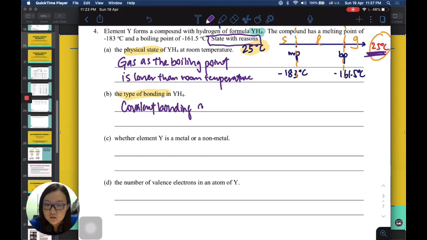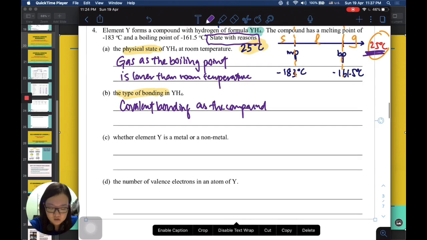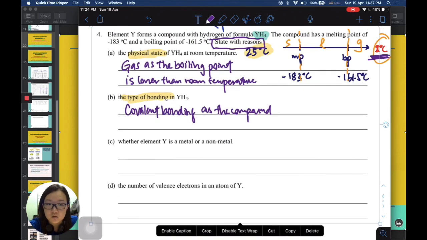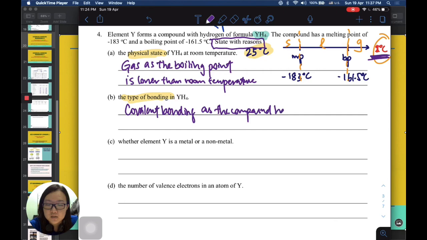So what is the reason? State with reasons, right? Covalent bonding, as the compound has a low boiling point. That's one of the physical properties of covalent compounds, right?